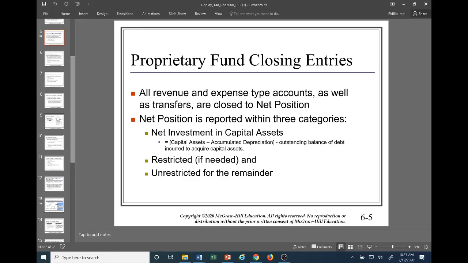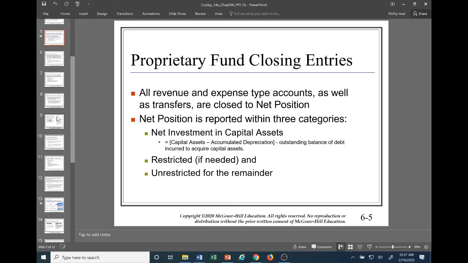It's kind of like retained earnings, right? Net income is closed to retained earnings in your for-profit sector. And in governmental, everything's closed to net position. So once again, all revenue and expense type accounts as well as transfers are closed to net position. Pretty simple, right? Because those are all operational activities.